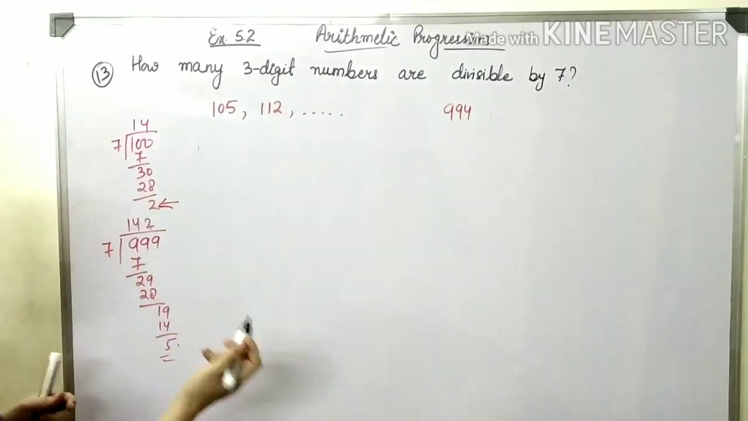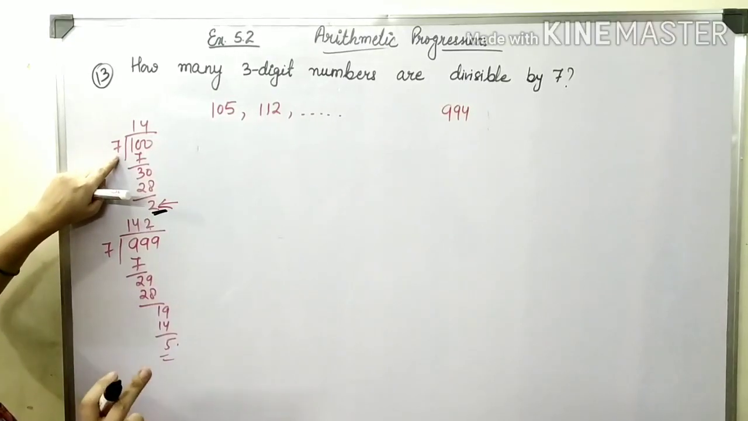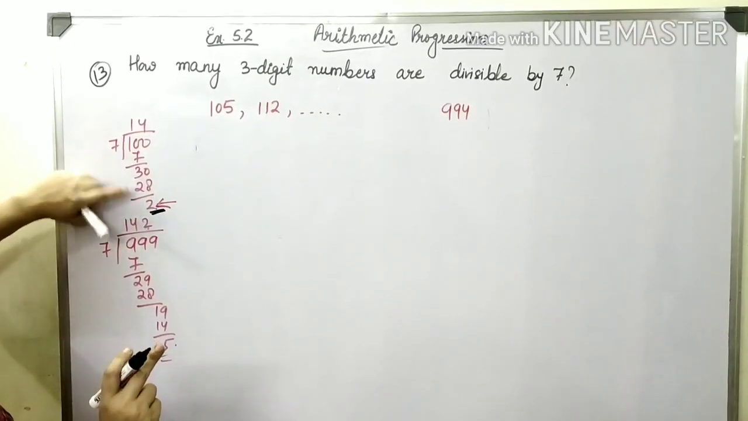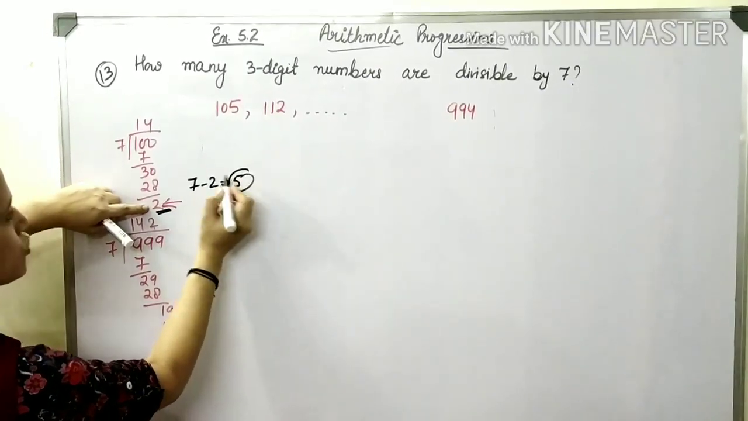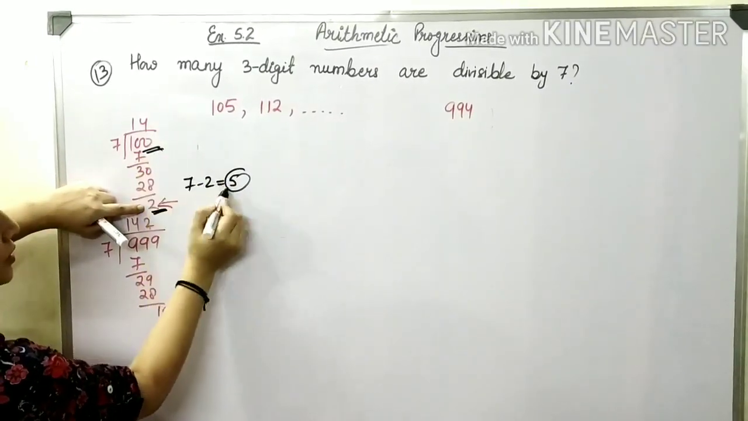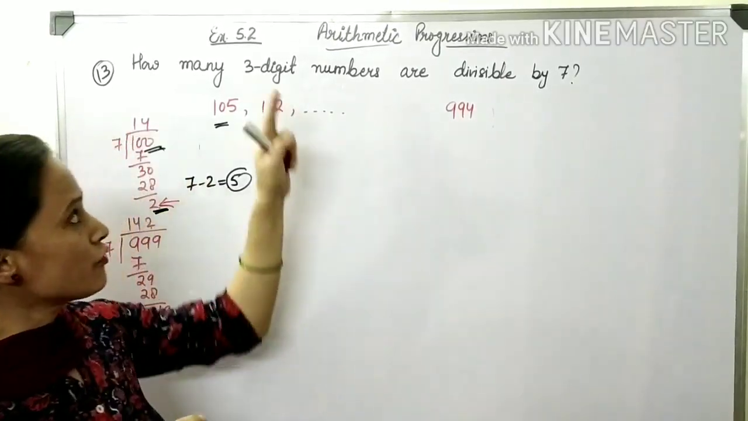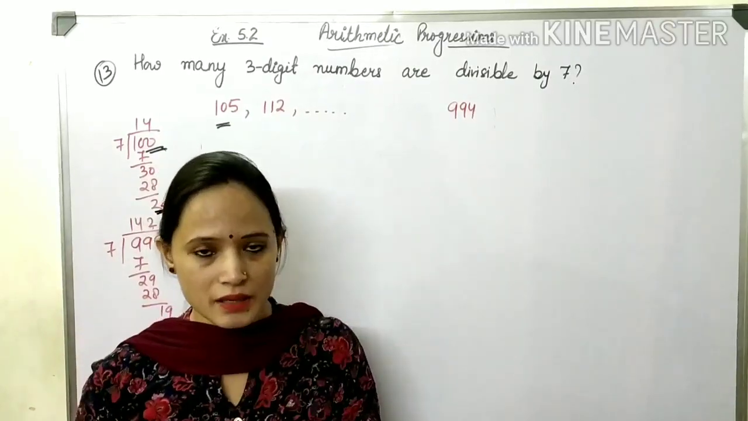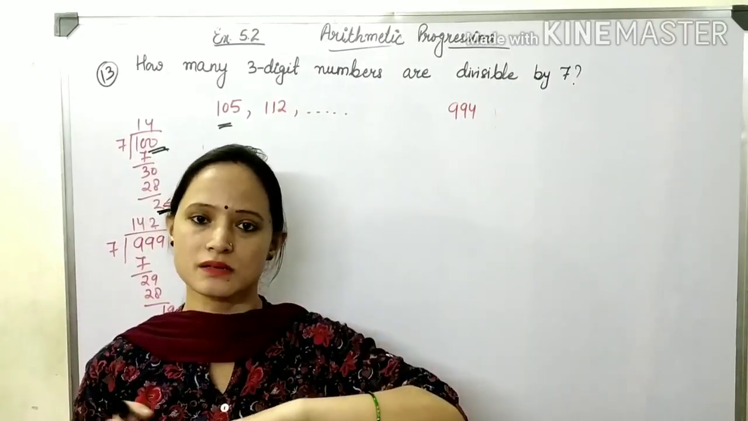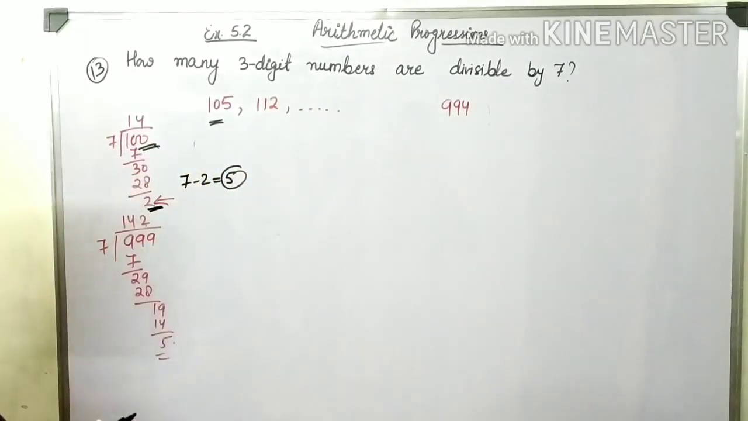So how do we find that number? This is the remainder I am getting here, so we'll take 7 minus 2. 7 minus 2 is 5. So this 5 should be added to 100 to get the first term which is divisible by 7. In case of a 4-digit number, you will be taking 1000 and finding the remainder, and then 7 minus remainder will give you the number which should be added to 1000.